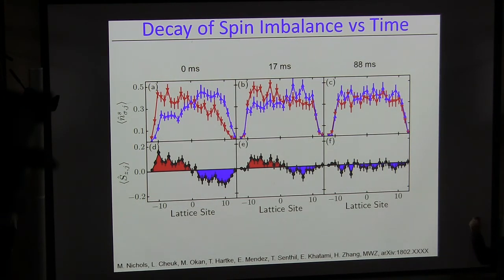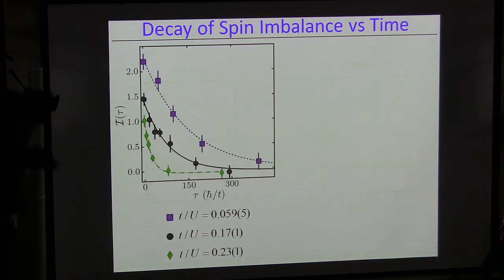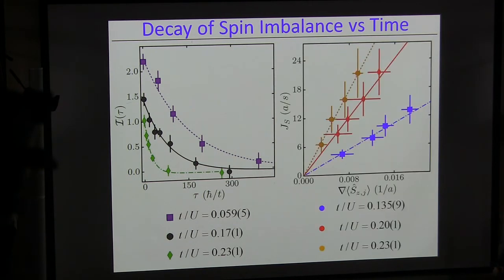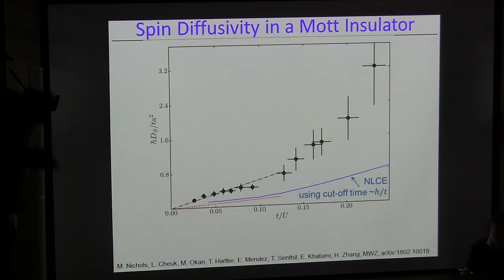And the complicated thing here to understand is what's the time scale at which that happens. So theoretically, it's very difficult to calculate that. Experimentally, it's straightforward to just measure this current as a function of time for the various interaction strengths, and extract spin diffusivity out of it. We can also check that we are in the linear response regime by plotting the current that we observe as a function of the spin density gradient that we have initially, and we see that we have this linear response regime.